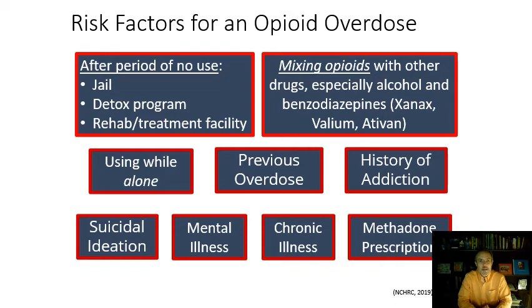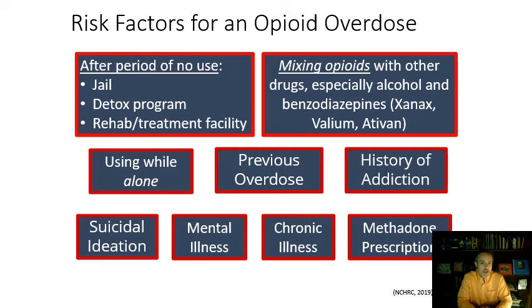We also see overdoses with mixing opioids with other drugs, especially alcohol and benzodiazepines, which we've discussed extensively. Other risk factors are a history of addiction, a previous overdose, or using while alone with no one to administer Narcan or naloxone or call for help. If someone has suicidal ideations, they may be intentionally overdosing. Risk is also higher with any mental illness, other chronic disease states which can complicate respirations like COPD, or a methadone prescription, because methadone is a direct agonist and works on those same mu receptors in the brain, and if they're using methadone and add another opioid on top of that, that might push them over the edge and cause them to overdose.